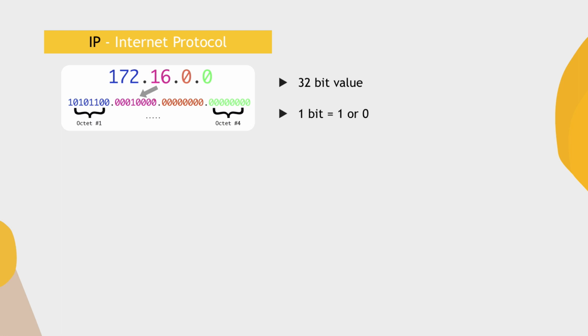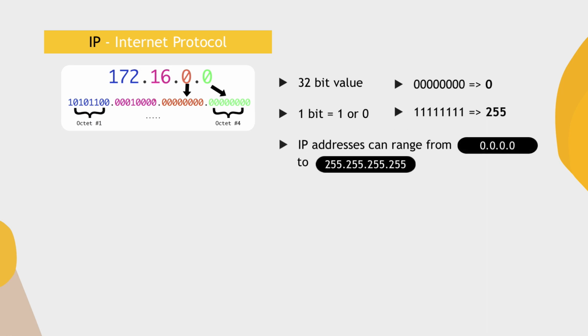So octet with all zeros, so 8 zeros, is just a 0. And an octet with all ones, so 8 ones, is the number 255. That means that an IP address value can be any combination between 0.0.0.0 and 255.255.255.255. So that's how an IP address is made up.